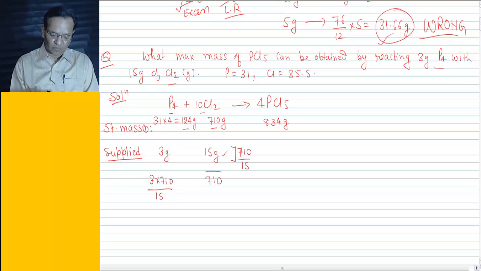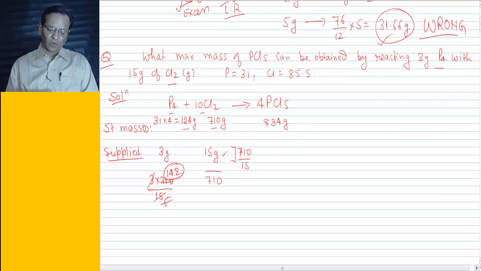So it is 142. What we have done, we have made the mass of chlorine equal to stoichiometric mass, and now see.